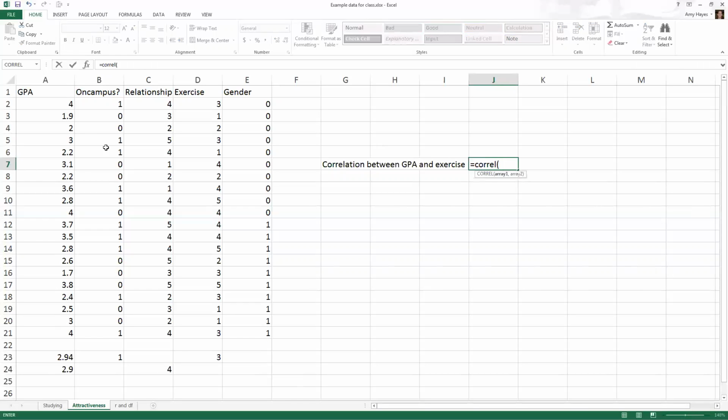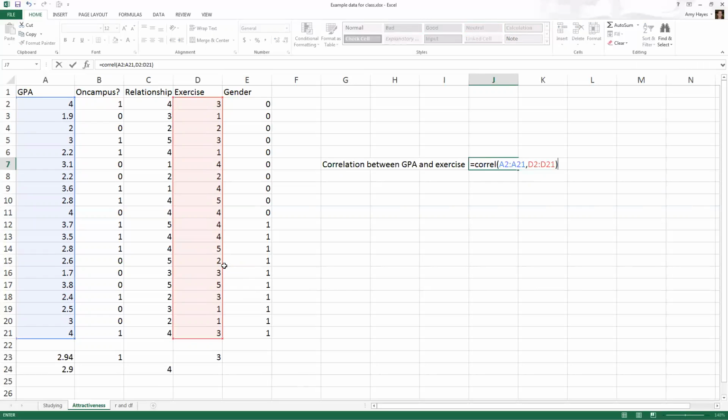So the first thing is I'm going to highlight all the GPA numbers. And you can see how it's colored that variable blue, and it's blue over here in the formula, comma. And now it wants you to highlight the second variable. So exercise, how many days a week you exercise. And that one is green. And you can see how the numbers in the formula are mapping onto where you've highlighted in the spreadsheet, which is handy.